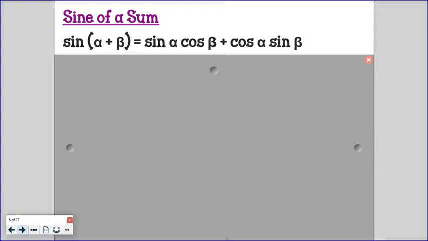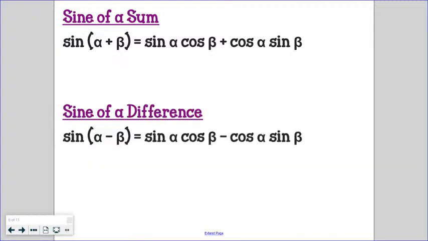Let's go ahead and copy the sine of a sum formula in there. So if we have two numbers being added together inside of a sine function, it would be the sine of the first cosine of the second plus cosine of the first sine of the second. So very similar looking formulas here, but slightly different. Sine of a difference, same formatting, but different sign in the middle. So sine of the first cosine of the second minus cosine of the first sine of the second.